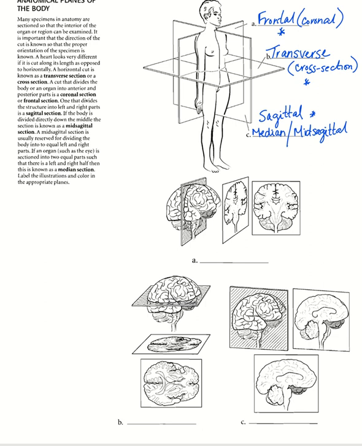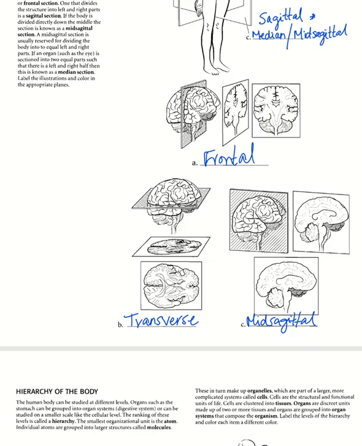And so down here, we have the brain, and we're just showing you how these cuts could be displayed using an organ. So here we have our frontal. So we have a front half and a back half of the brain. Here we have our transverse, where we have a top half and bottom half. And then lastly, we have a cut that's going directly down the center. So it's mid-sagittal. Good.